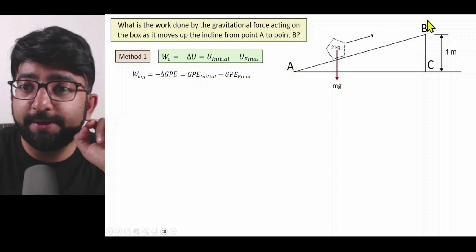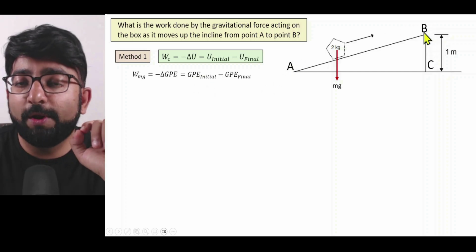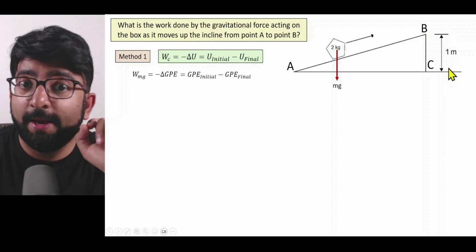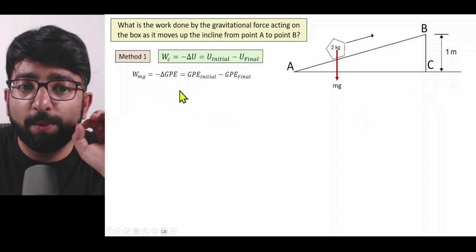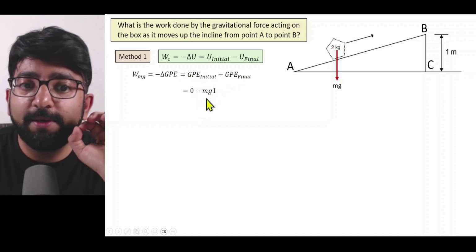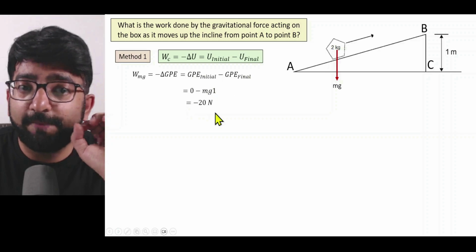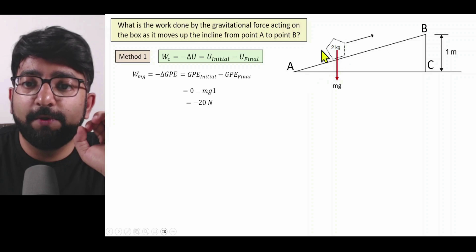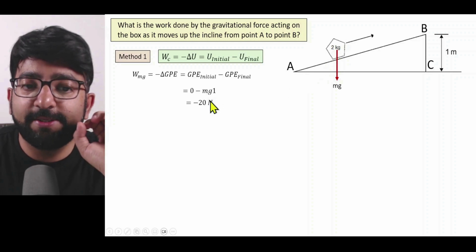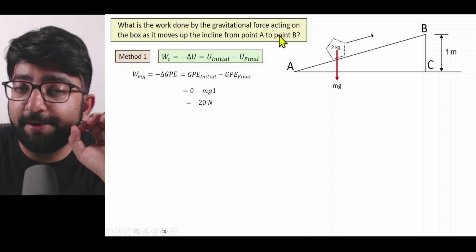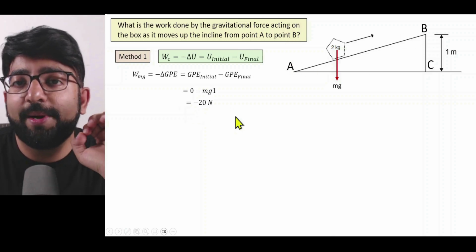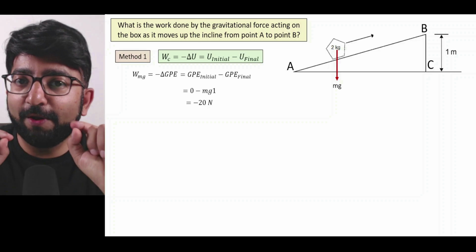And finally, the box reaches point B. There, for the formula for GPE we can use mgh, where the height is 1 meter, as you can see in the diagram. So over here, we will write initial GPE is 0, final GPE is mg into 1. And if we simplify this, we will get negative 20 as the answer, because the mass of the object is 2 and g is 10. So work done by the gravitational force as it is going from A to B will be negative 20 joules. So this is the first way of solving this.